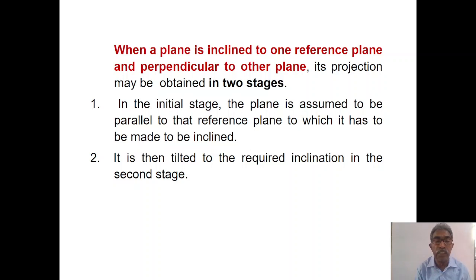In the initial stage, the plane is assumed to be parallel to the reference plane to which it has to be made inclined. Means if the plane is inclined to the horizontal plane, assume the plane parallel to the horizontal plane in the first stage. Or if the plane is inclined to the vertical plane, then in the first stage you have to assume it parallel to the vertical plane. Then in the second stage of the problem, take the inclination of the plane. So whenever a plane is inclined to one plane and perpendicular to the other plane, solve the problem in two stages.